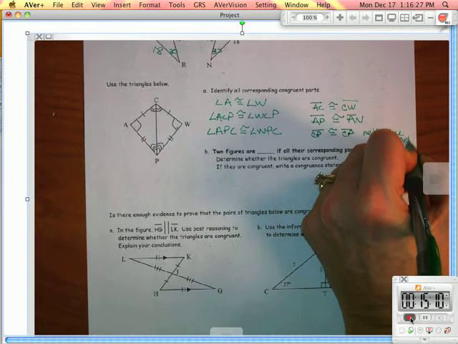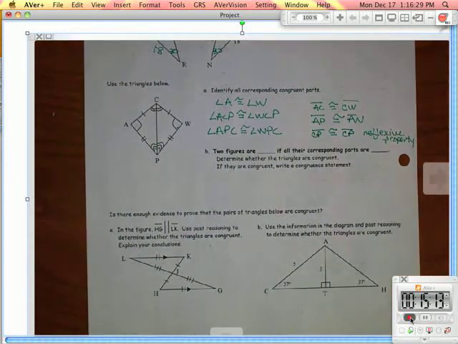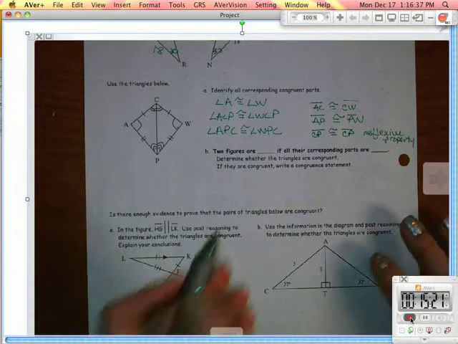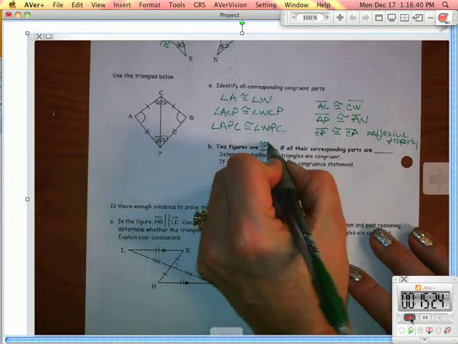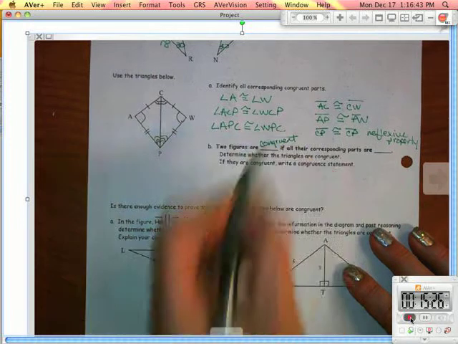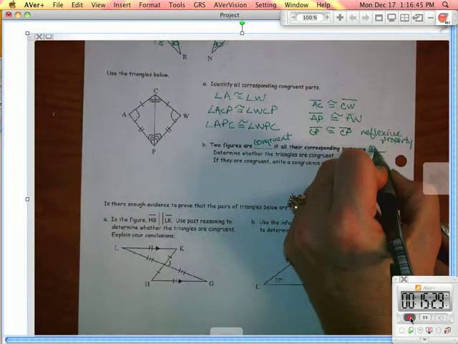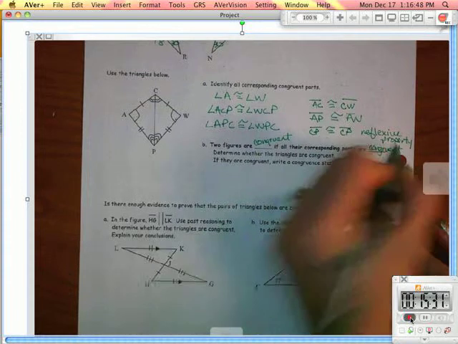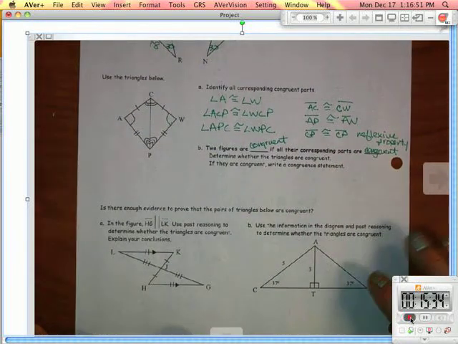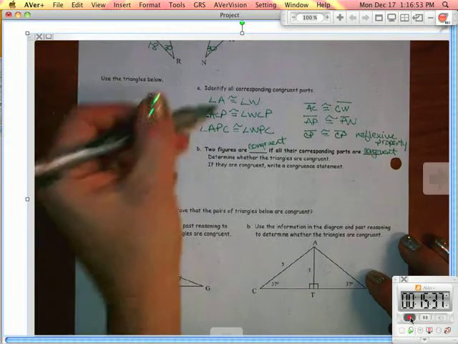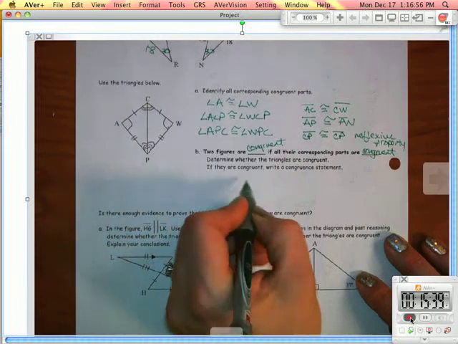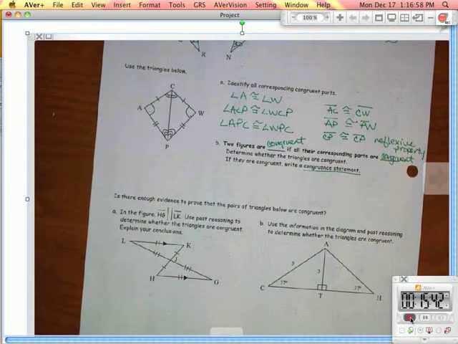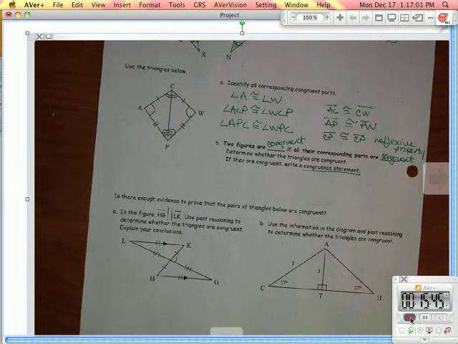Reflection, reflexive. All right, two figures are congruent if all their corresponding parts are congruent. So now we can say what Brad said. Since all the angles are congruent and all the sides are congruent, I can write a congruent statement, which is what? A congruent statement says that this triangle is congruent to this triangle. So I'm going to start by saying triangle CWP is congruent to triangle CAP.